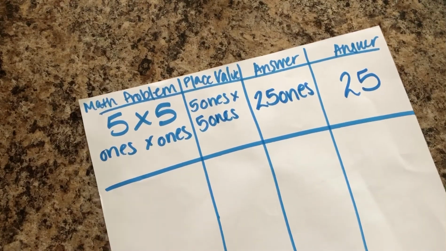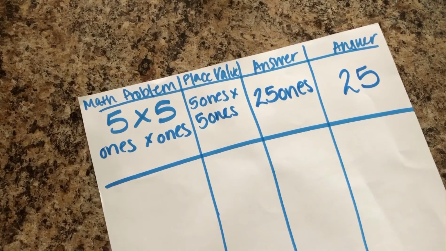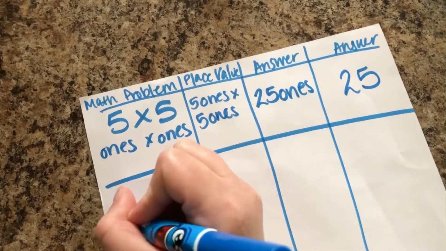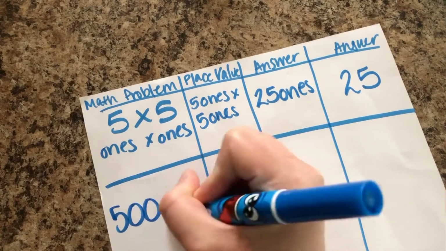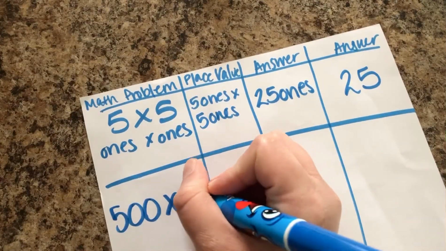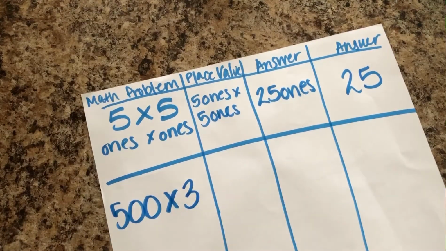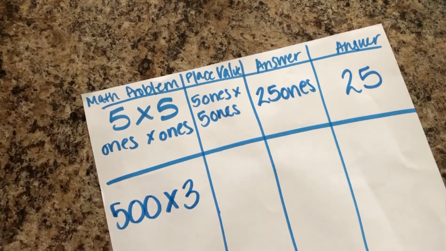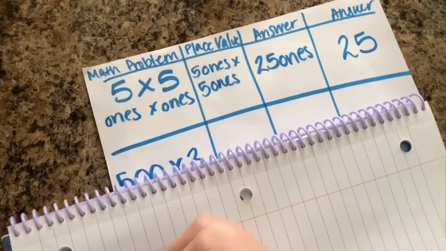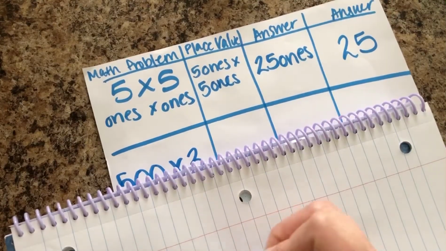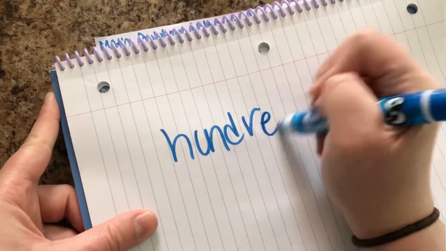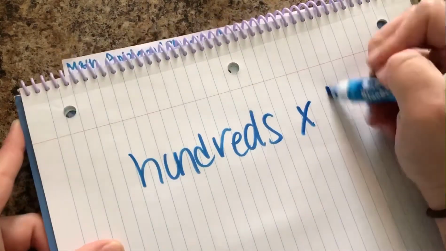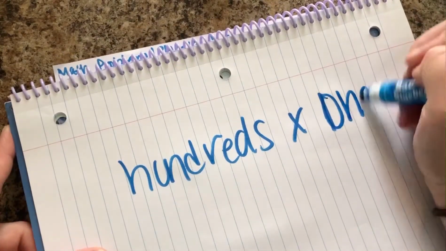Okay, so the next problem, let's do 500 times 3. Again, just like in the first one, let's use what we know. So we have 500 times 3. If I'm going to do hundreds times ones, what am I going to get?